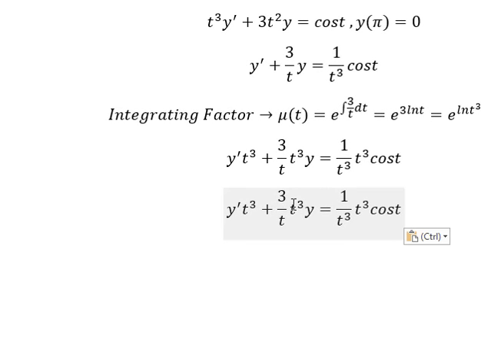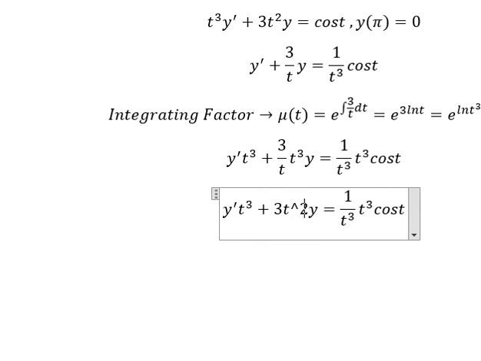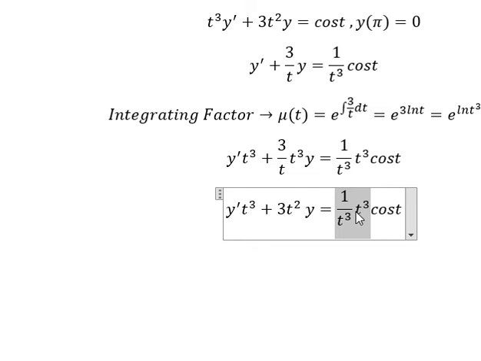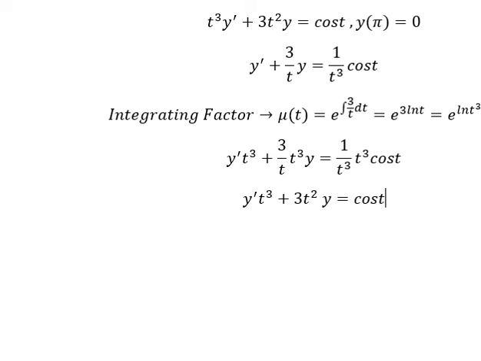So this one we have 3t squared. This one we have number 1. Later, we put the integration on both sides.